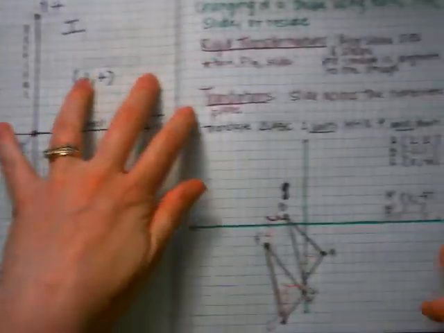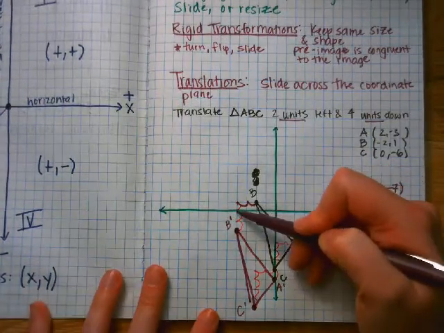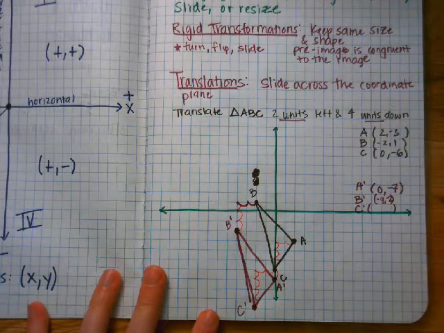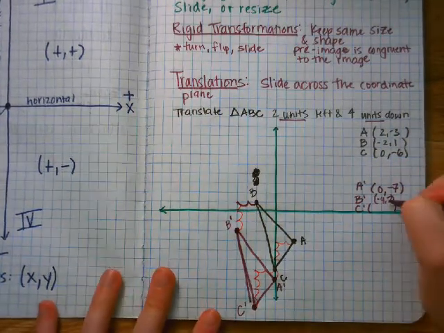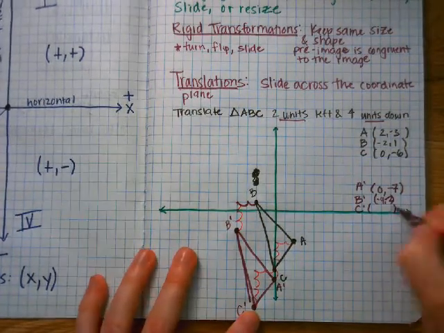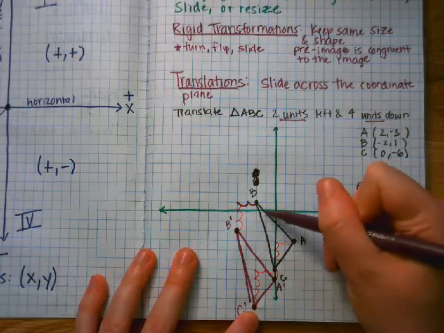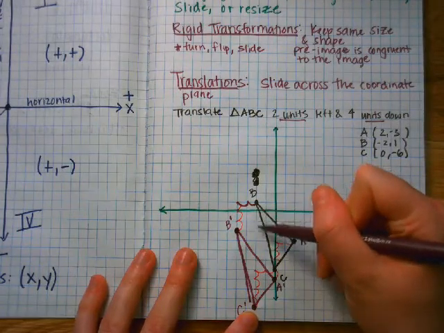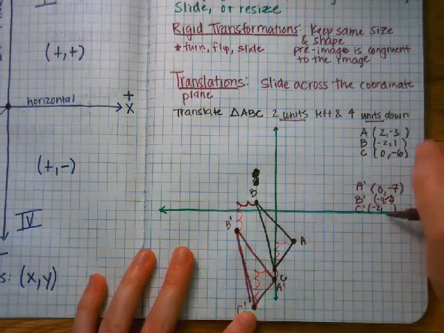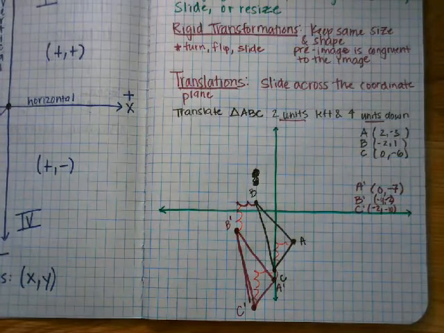Well, B prime is at -1, 2, 3, 4, -2. I made my thing too little. -4, -2. And C prime is at -2. No, wait. Yeah, -2, -1, 2, 3, 4, 5, 6, 7, 8, 9, 10, -10. Those are very little. I'm sorry I wrote them so small.